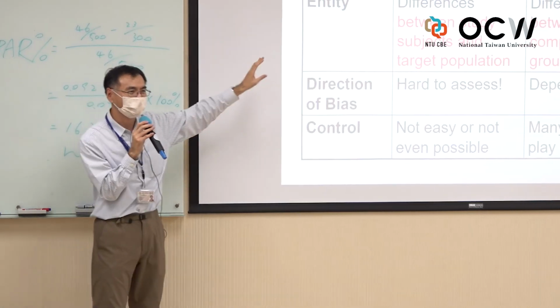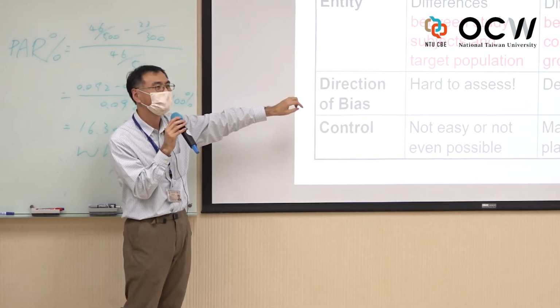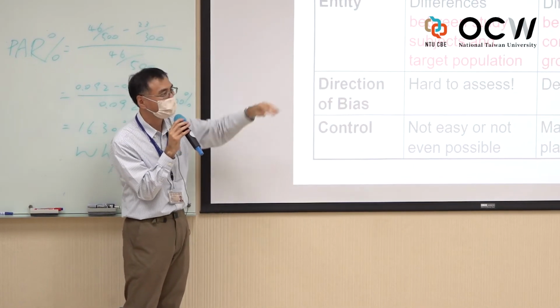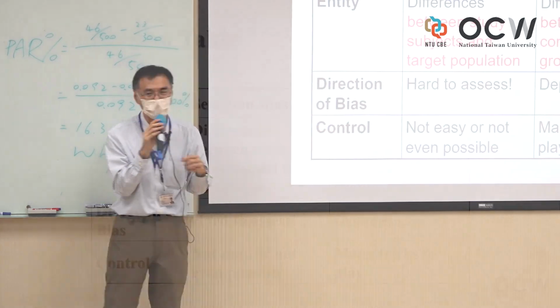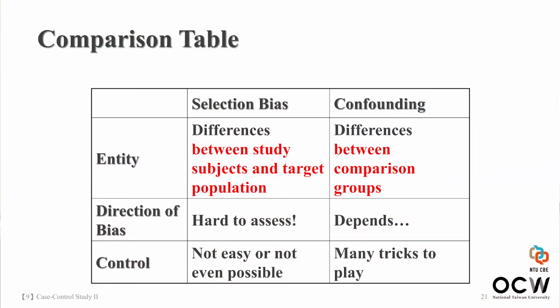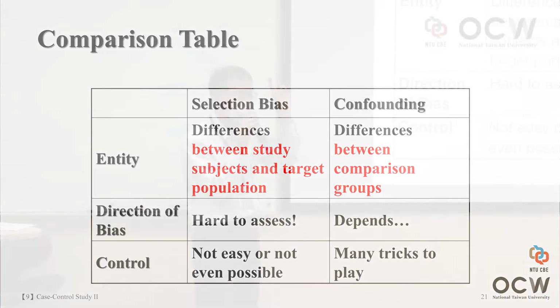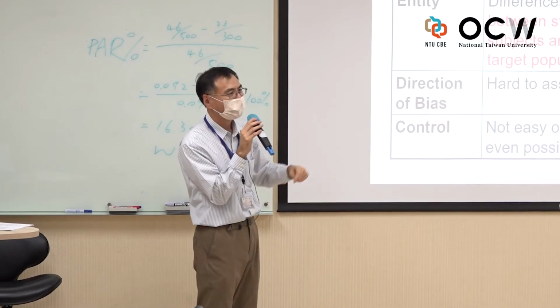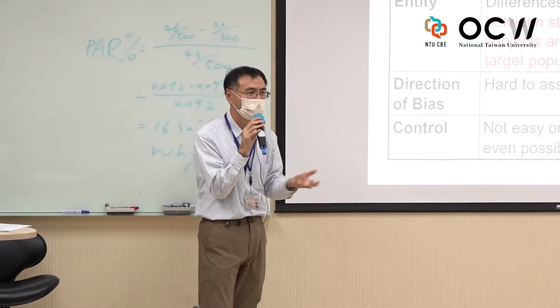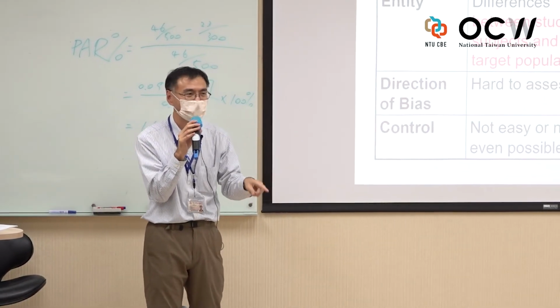Okay, so this table is very important and very useful for you to discriminate the different kinds of bias. Confounding is a bias, and selection bias is the other one. But they are different. They happen at different levels, at different stages. The entity is different. Selection bias is the difference between the study sample you have in your hands and the target population, the population you are going to generalize your research results to. But confounding is the difference between the comparison groups in your research. So it's happening within your research.